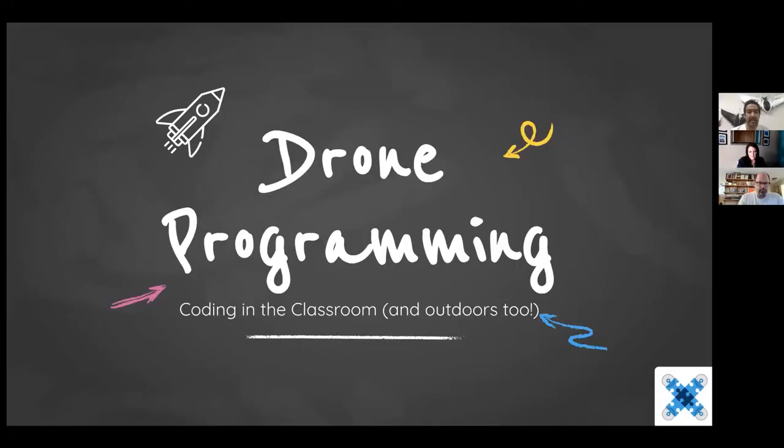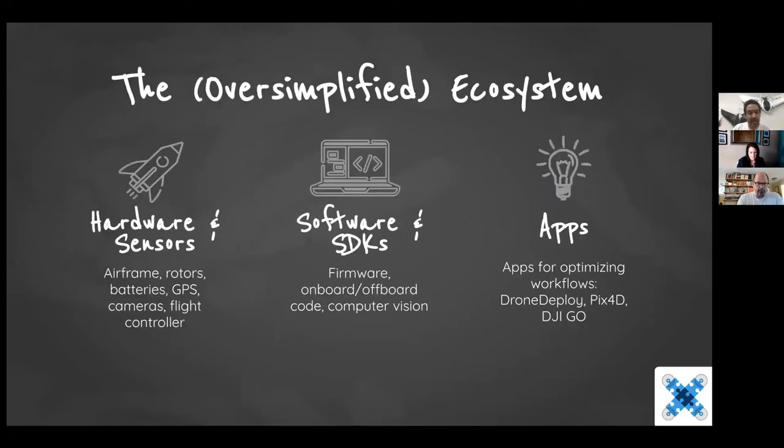And here we go. It's on iOS and the Google Play stores, and our code is on GitHub. We'll get to GitHub in a little bit, but we want to make this as accessible to as many people as possible. I'll start off with what I call the oversimplified ecosystem of drone hardware and software and apps.